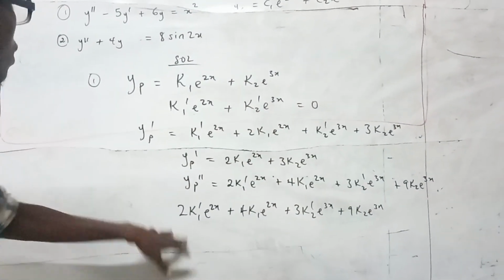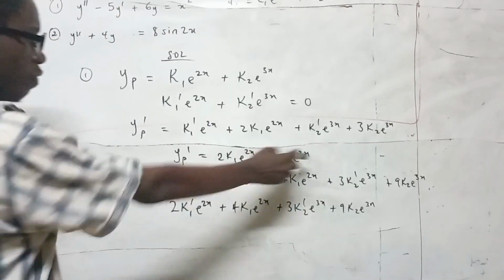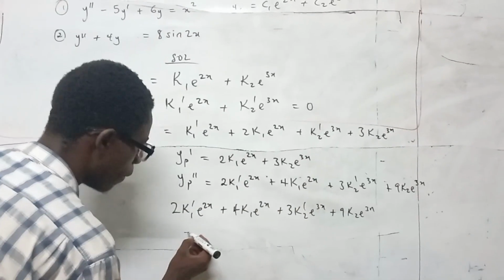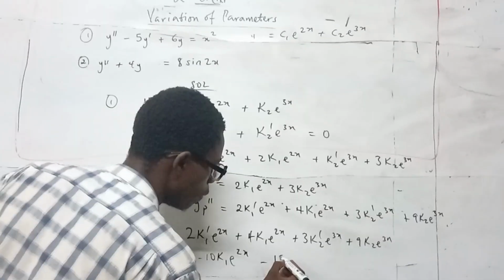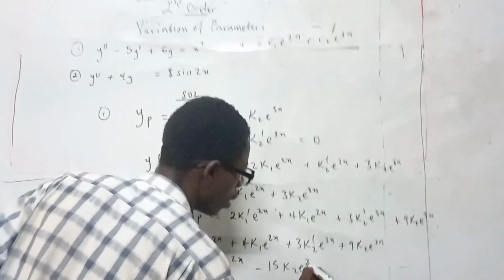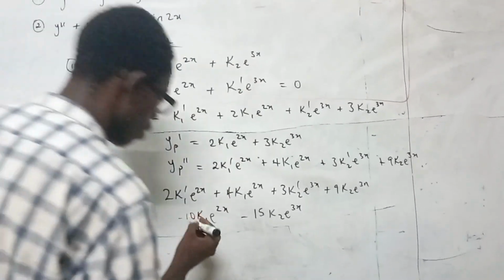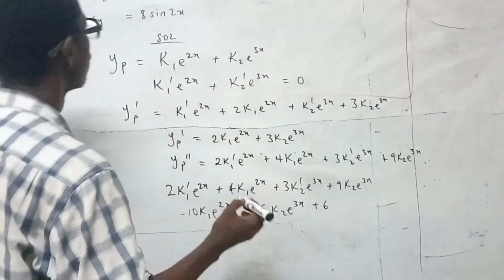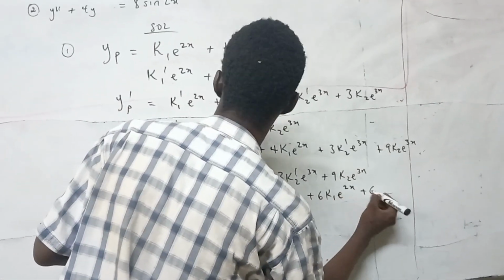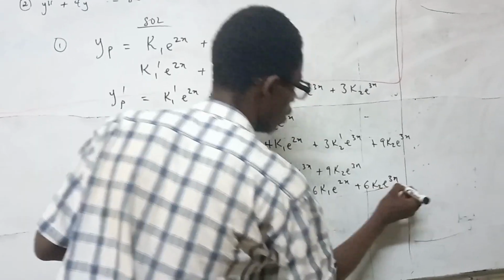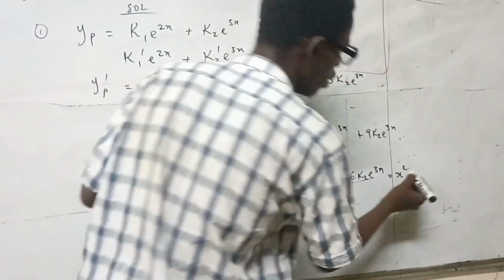This is our y double prime, minus 5y prime, minus 5 of this, which is something like minus 10 k1 e raised to power 2x minus 15 k2 e raised to power 3x, plus 6y, plus 6 of this, plus 6 k1 e raised to power 2x plus 6 k2 e raised to power 3x, and everything equals x squared.